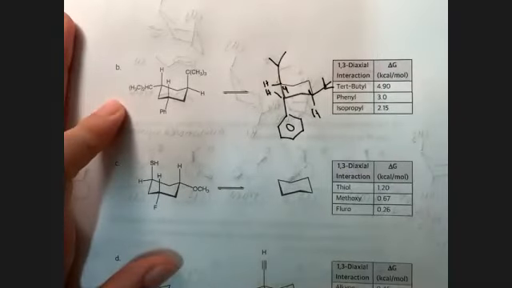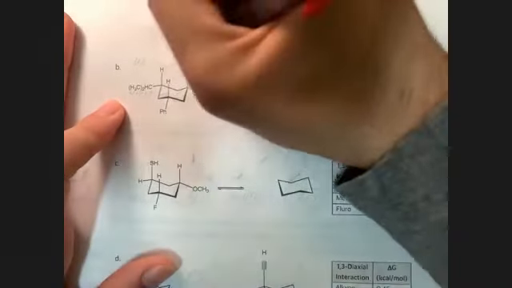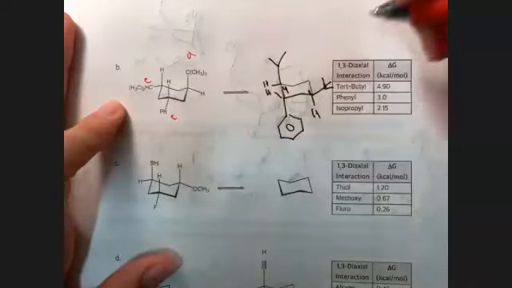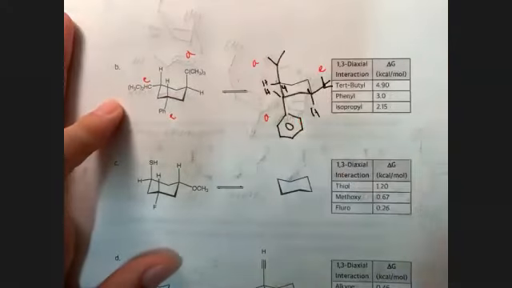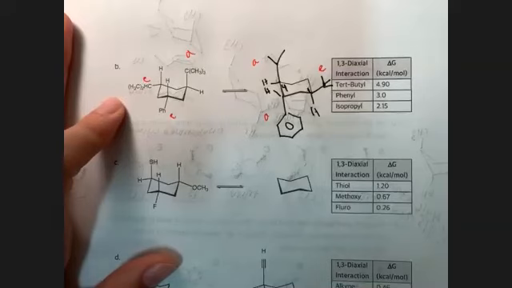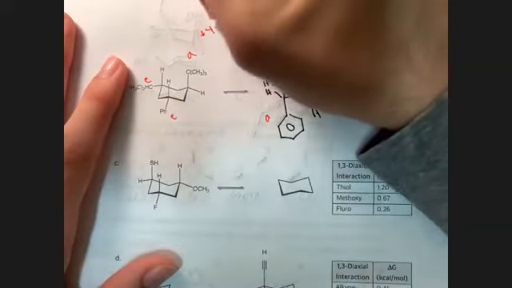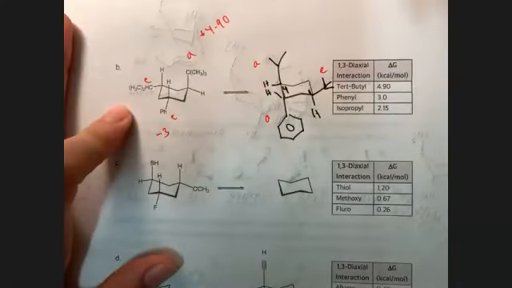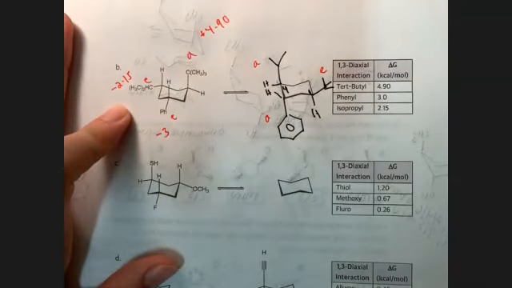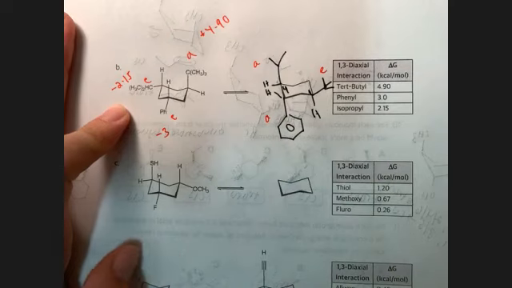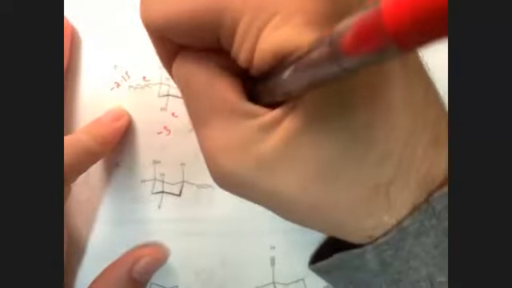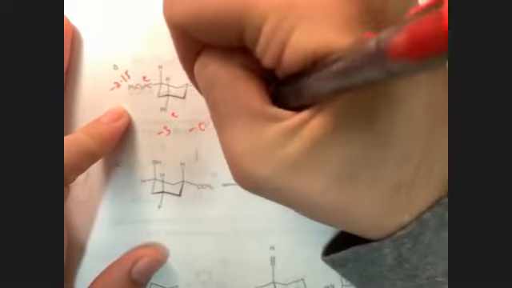Okay, so in terms of our ring flip, we go axial, equatorial, equatorial, and then equatorial, axial, axial, just to confirm. In my left structure, axial tert-butyl cost me 4.90 kilocals, phenyl cost me -3, and isopropyl cost me -2.15. So if you were to add up those numbers, it's going to be 4.90 minus 2.15 minus 3. So I actually got -0.25 kilocals per mole on the left.